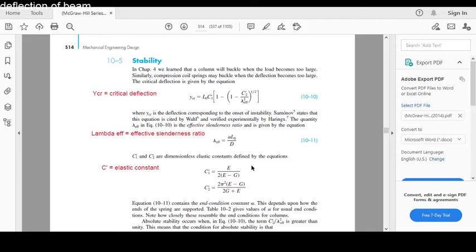If I'm not mistaken, it's not in the textbook. It's not mentioned in Hibbeler, but it's in another. Yes, it's mentioned in the Hibbeler textbook in chapter 14, about the impact and about the buckling.